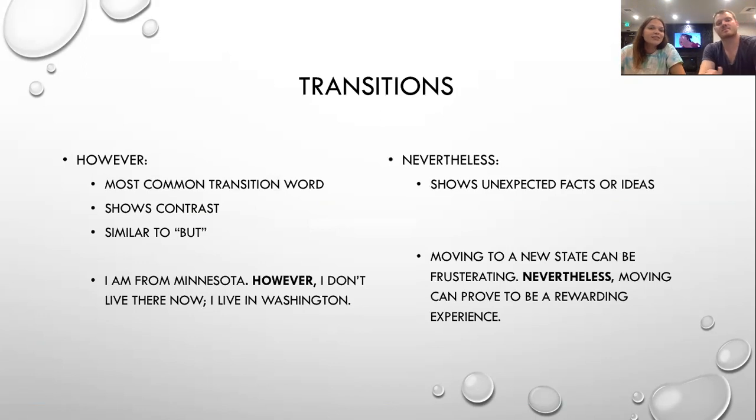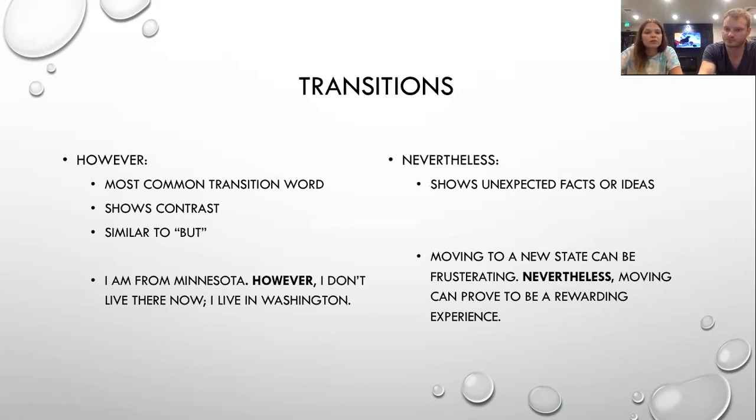Then we have transitions, which are, for example, however or nevertheless. So, however is a very common transition where we use that a lot in both speaking and writing. It shows contrast, and it's similar to but, which is one of the conjunctions we learned earlier, right? So, for example, I am from Minnesota, however, I don't live there now. I live in Washington, right?